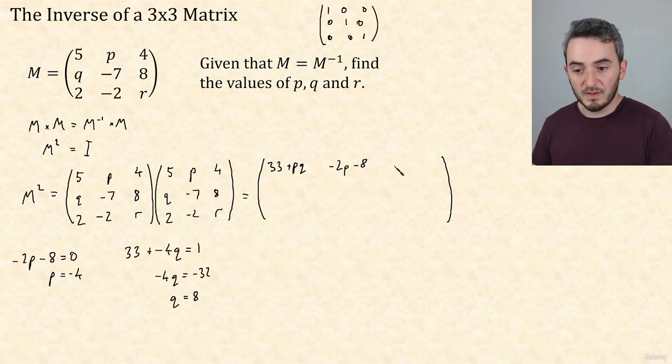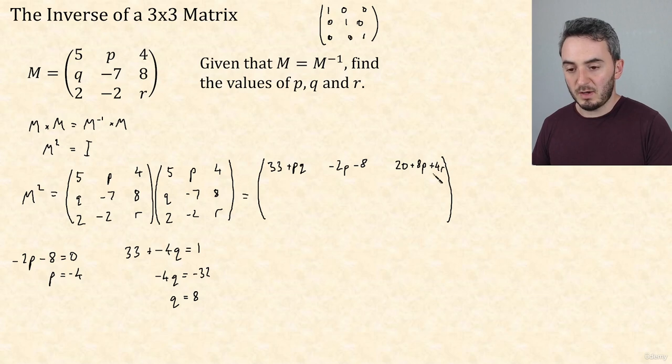Okay, now let's look at the next cell here. So I've got 5 times 4, that's 20. P times 8, so I'll just write 8P, but I know what P is. And then 4R. And look, I can use that to work out R because I already know P. Since P is negative 4, I get 20, and then 8P is minus 32, plus 4R, and that equals 0.